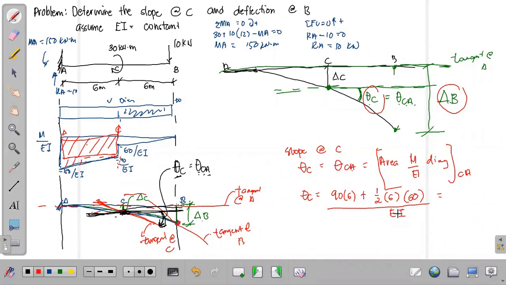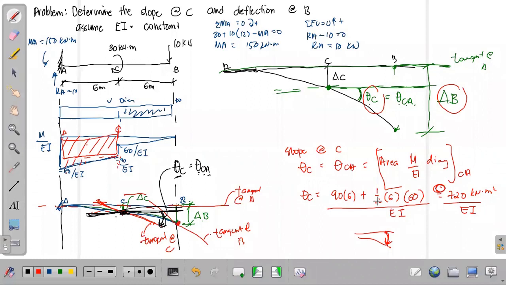Can you solve? 720, ma'am. Ilan? 720, ma'am. 720. This is in kilonewton meter squared over EI. Okay? So this is actually negative, di ba? Pagka ang sign natin dito, negative, means yung rotation natin is clockwise from the tangent line A to tangent line C. Okay? So ganyan yung rotation natin pagka meron tayong negative.